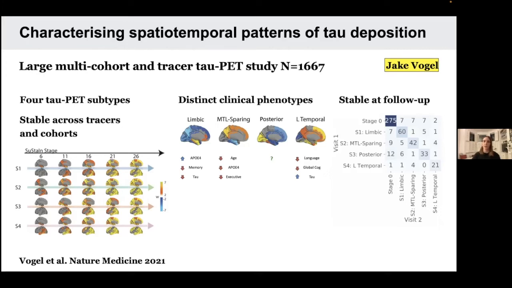He also found that the subtype showed good longitudinal stability. So the subtype and stage assignments at baseline matched very well with the subtype and stage assignments at follow-up, with most individuals remaining with the same subtype and progressing in stage.